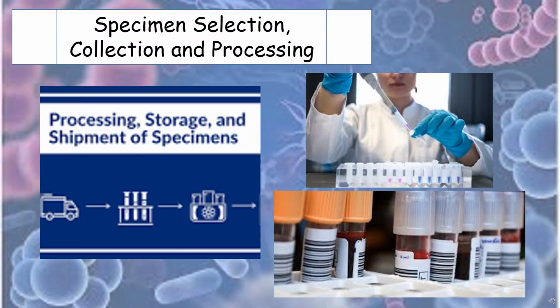Specimen selection, collection, and processing. A properly collected specimen is the single most important step in the diagnosis of any disease. This is because the results of diagnostic tests for infectious diseases depend upon selection, timing, and method of collection of specimens. The specimen must be collected from the anatomical site most likely to yield the agent at that particular stage of illness. The specimen must be handled in such a way that will favor the organism's survival and growth.